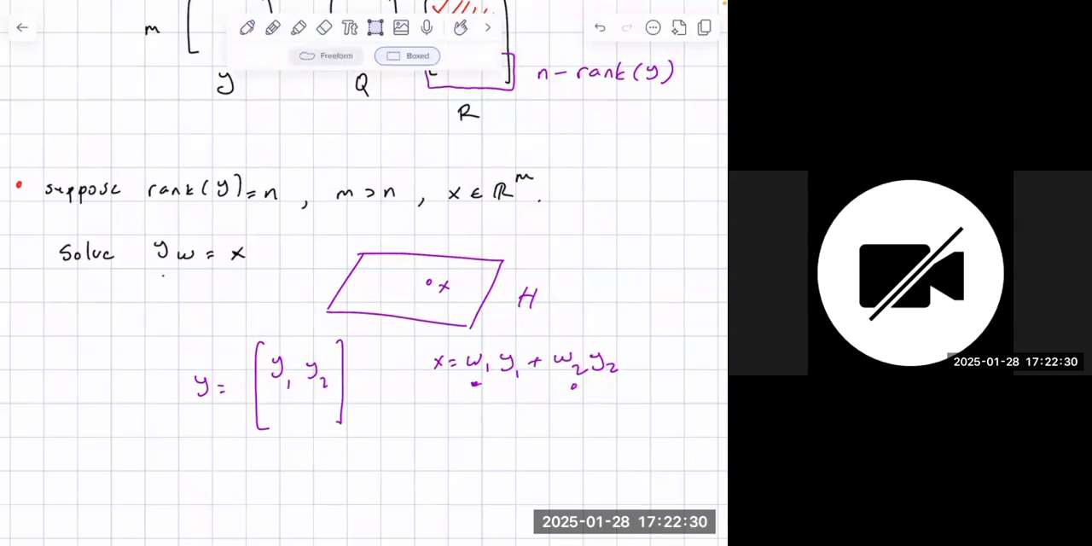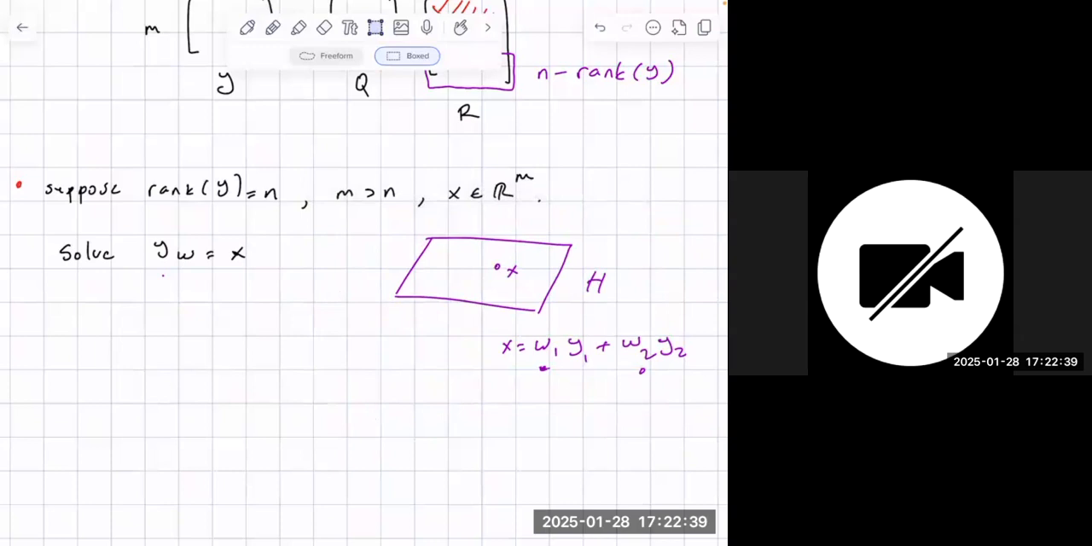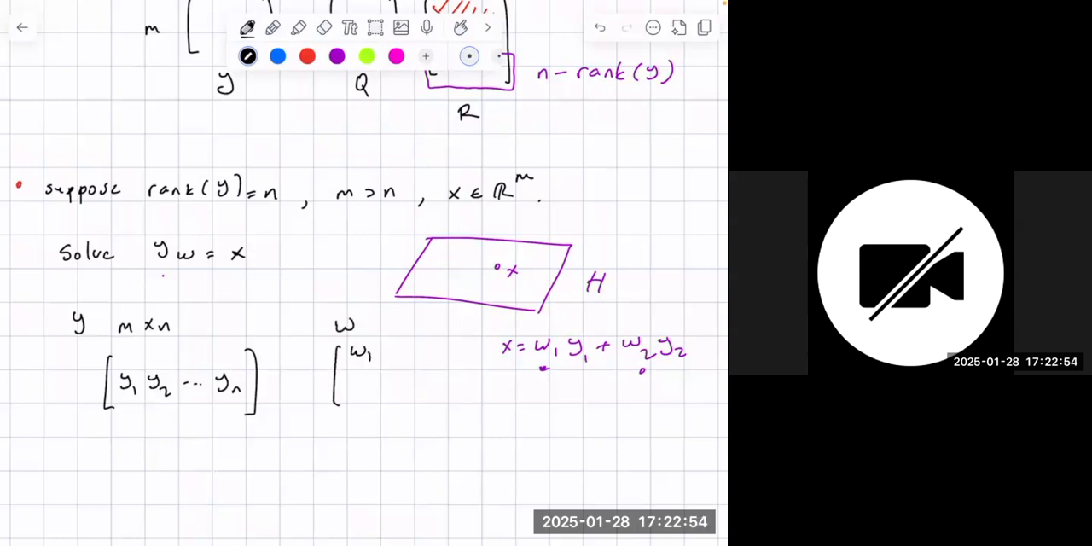Okay. Let me get the pictures a little out, and I want to write this question a little better. So here Y is M by N, and it is given by these vectors. And this weight vector omega, or W, is living in R n.